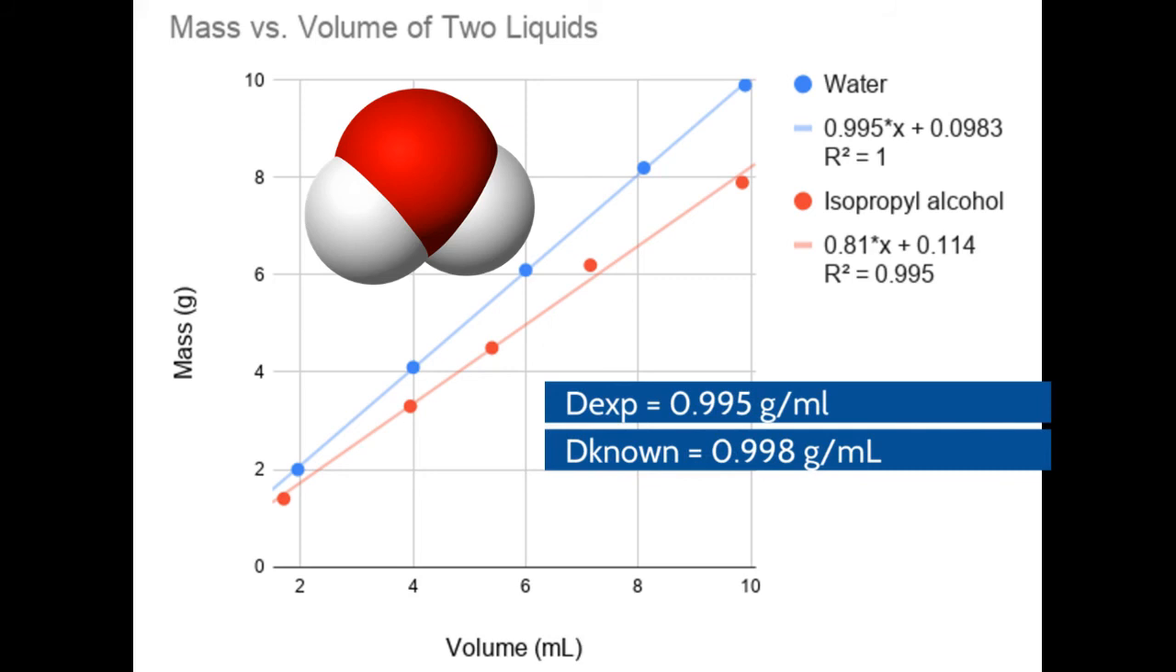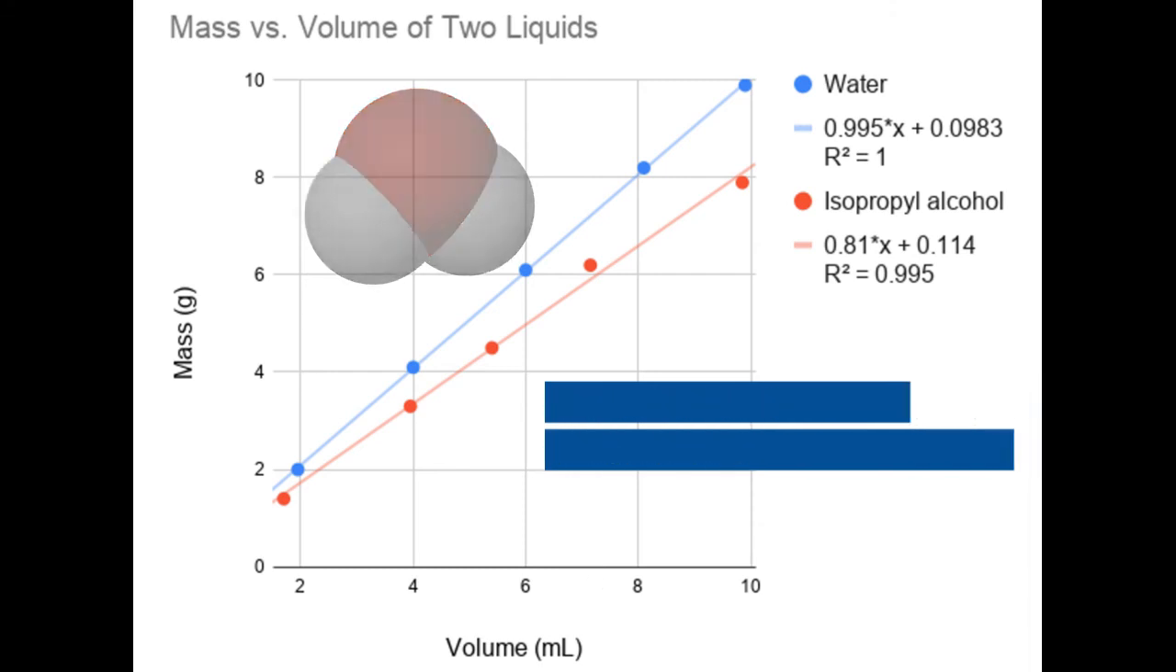This compares really well with the accepted value. At 20 degrees Celsius, the known value for the density of water is 0.998. So we're very, very close to that value, just a small bit off due to some experimental error in measurement.